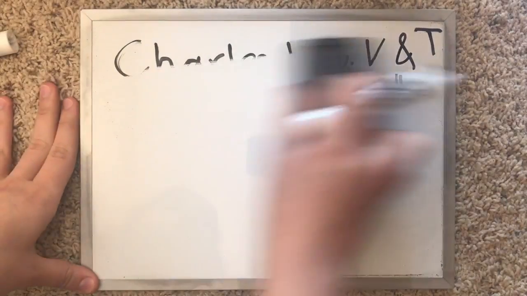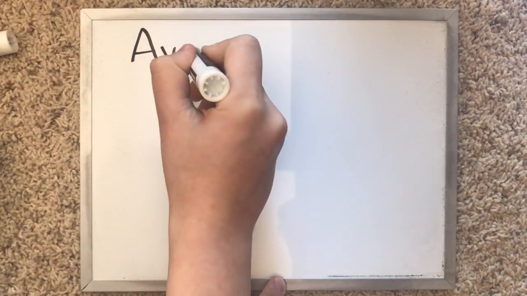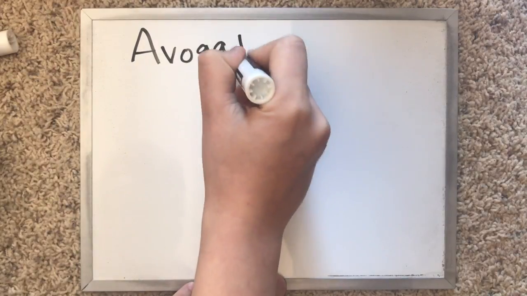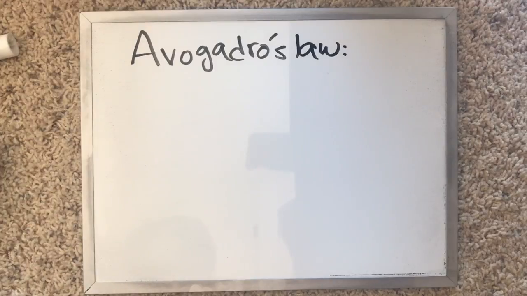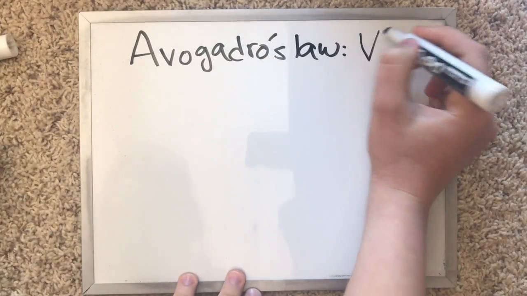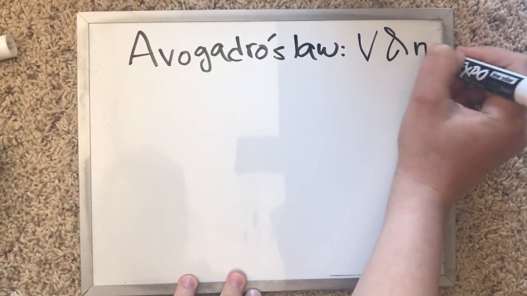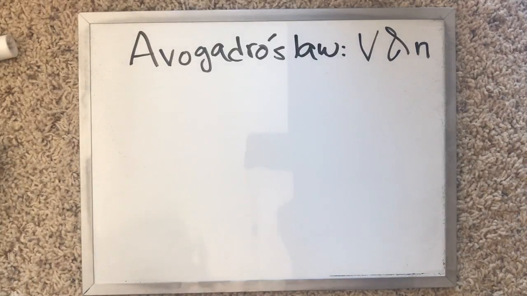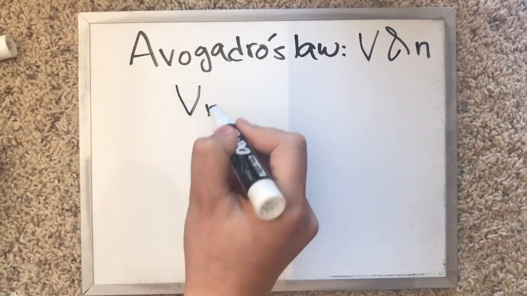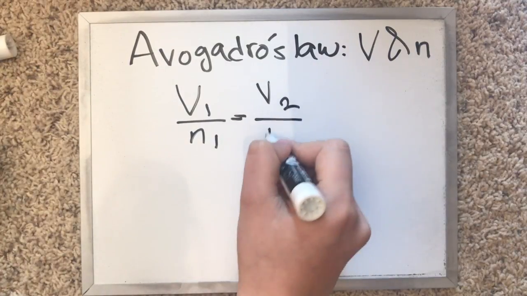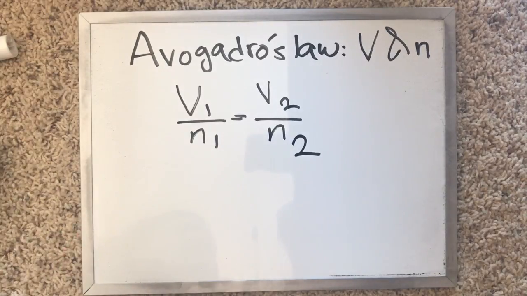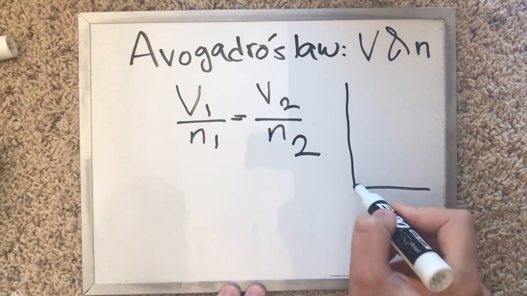Now, the next law that we have is Avogadro's law. In Avogadro's law, we're talking about volume and the number of moles of gas particles that are in the container. They're directly proportional, so we're going to have V1 over N1 equals V2 over N2. And if we draw a graph of it, it's going to look like this.